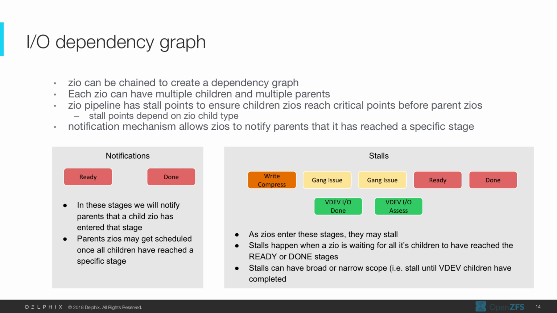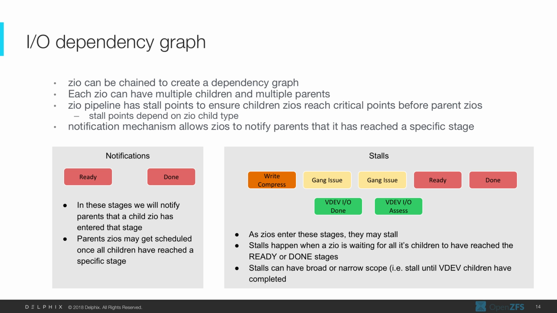And that's what these notification callbacks are for. There's also these stall points. When the IOs are going through the pipeline, they may need to stall. The common one that I just mentioned actually happens when you get to write compress.